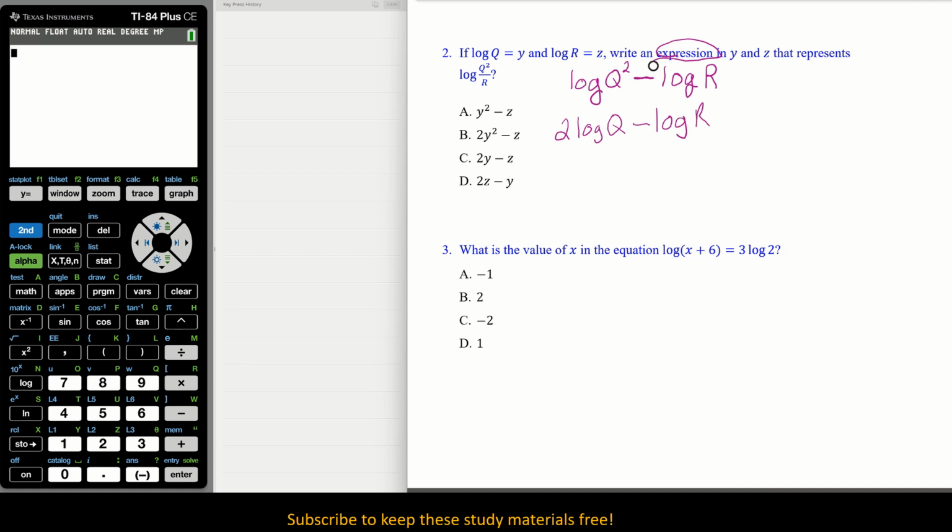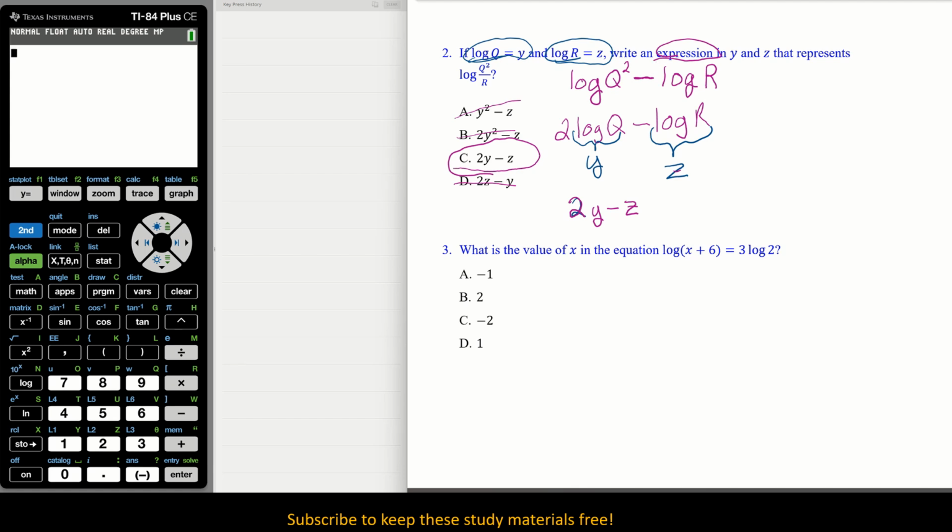So now let's break this down into the given. This is given and this is given. So this would be Y, and this would be our Z. So this gives us 2y minus z. Which one does that work with? Not this one, not this one. It looks like C is the only option that's correct.